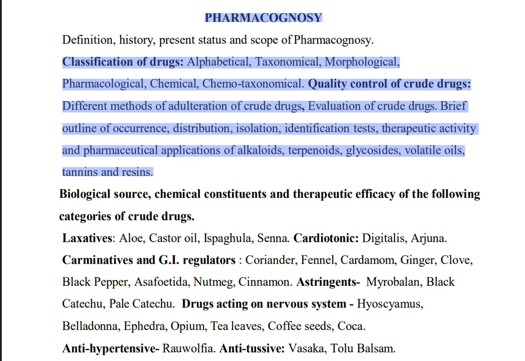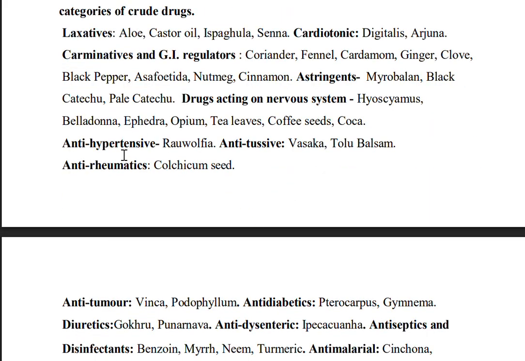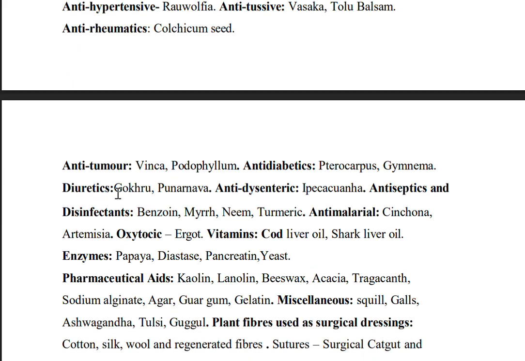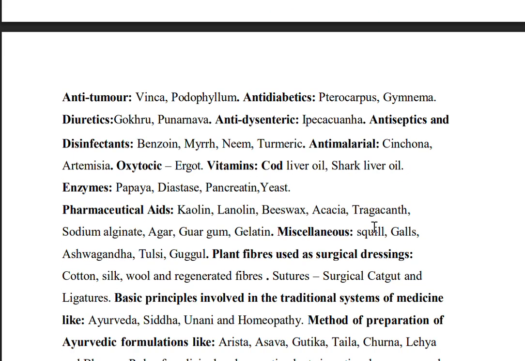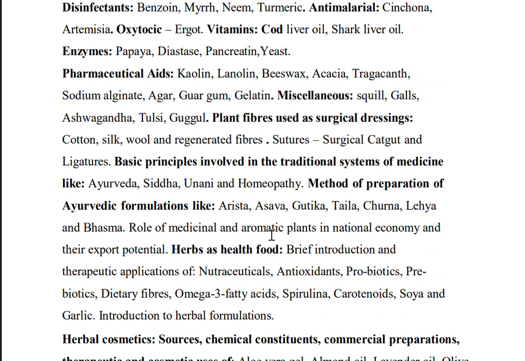identification test, therapeutic activity and pharmaceutical applications for the alkaloids; then laxative, carminative and GI regulator: coriander, fennel and cardamom; and antihypertensive, anti-rheumatic and anti-tumor drugs: vinca, podophyllum. Only selective fruit drugs are given. So we have to focus on particular drugs, and read what kind of isolation method, which test method, and detection method we are using. Like that, we are preparing.